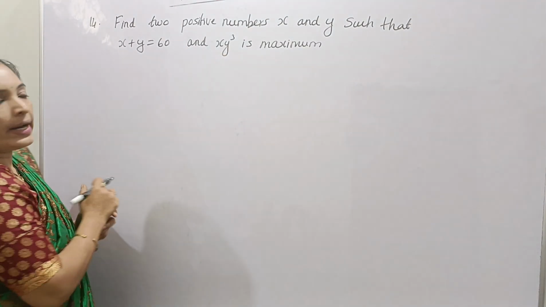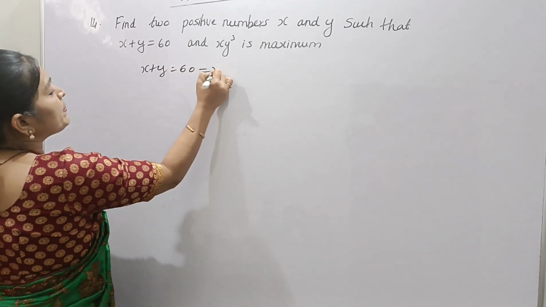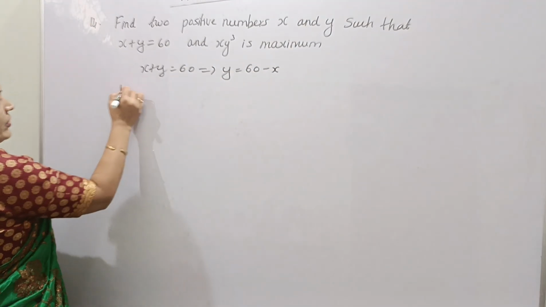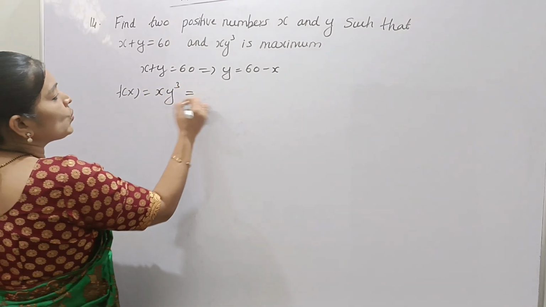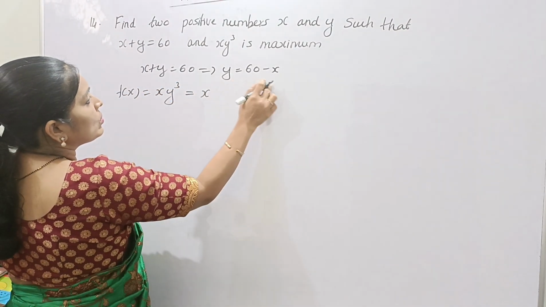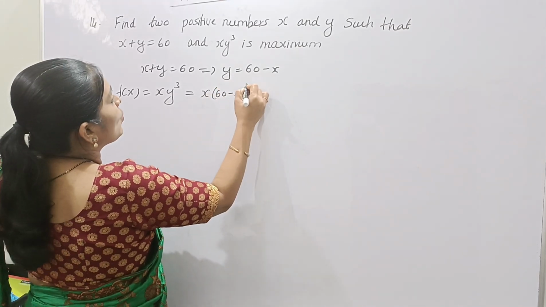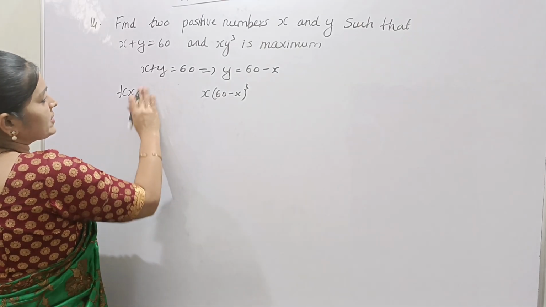So what is our function? Here x plus y is equal to 60, that implies y is equal to 60 minus x. So what is our function? f of x is equal to x into y cube, that is equal to x into 60 minus x whole cube. So it is our f of x.